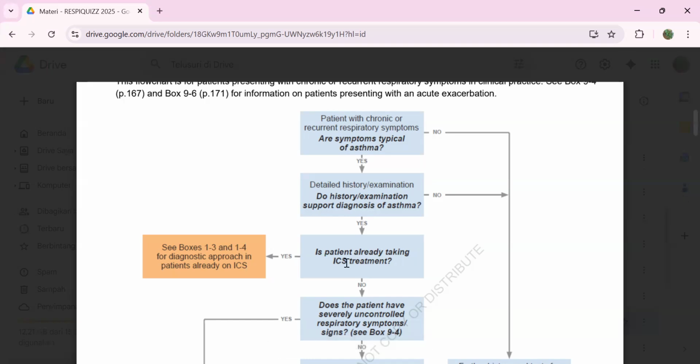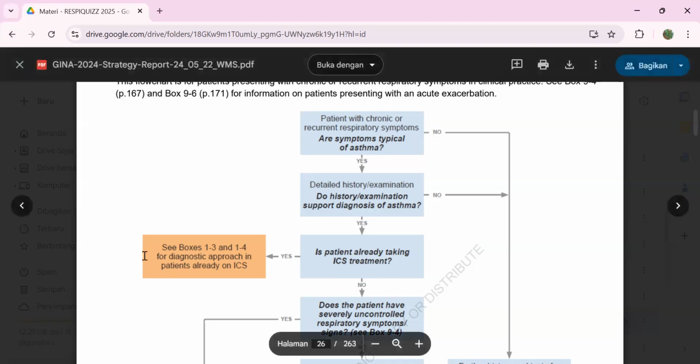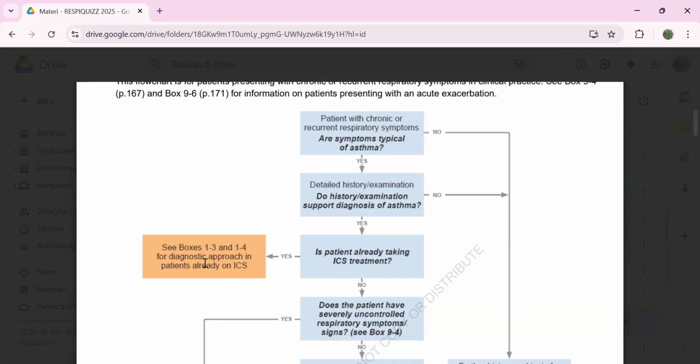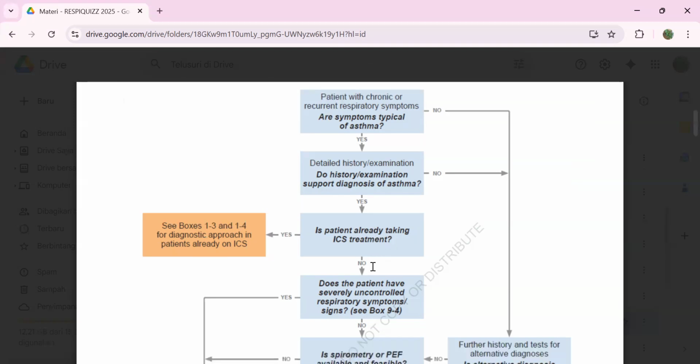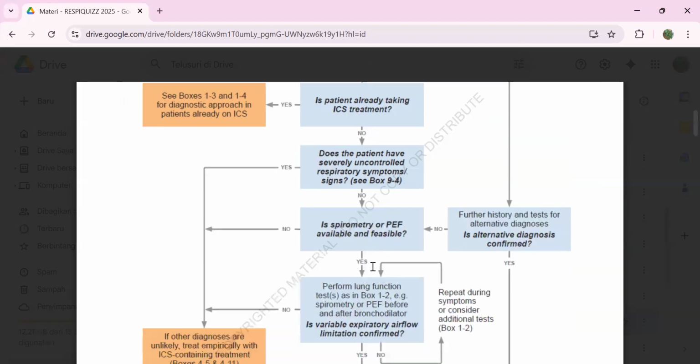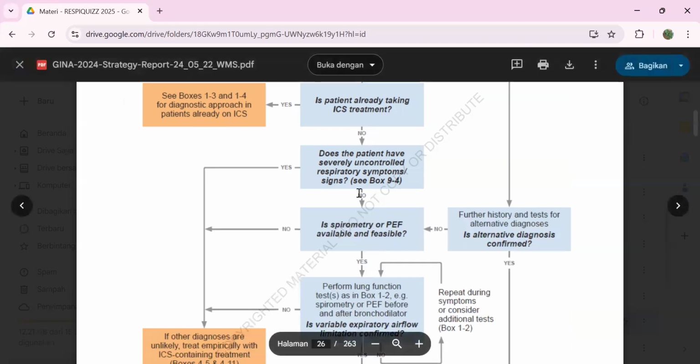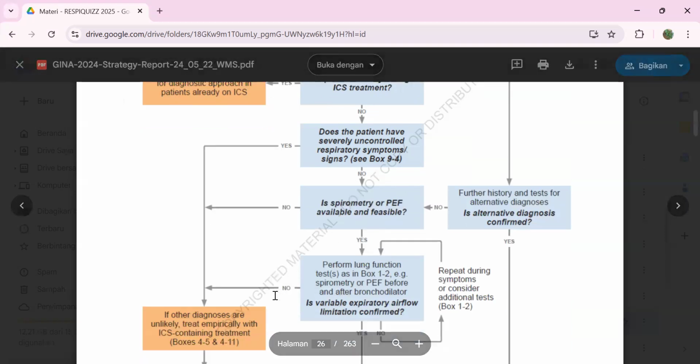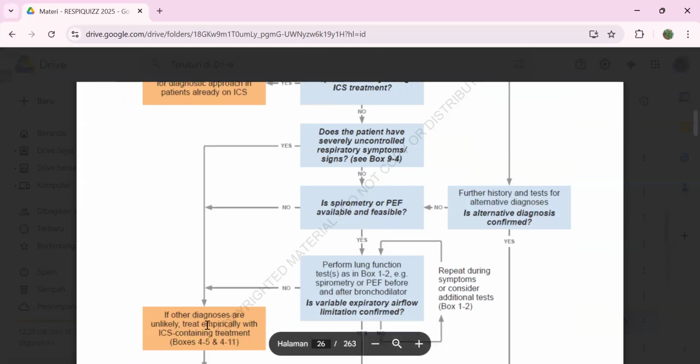If yes, is the patient already taking ICS treatment? If yes, see box 1-3 for the diagnostic approach in patients already on ICS. But if the answer is no, does the patient have severe uncontrolled respiratory symptoms or signs? If yes, and if other diagnoses are unlikely, treat empirically with ICS-containing treatment.